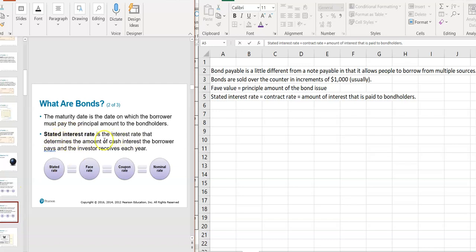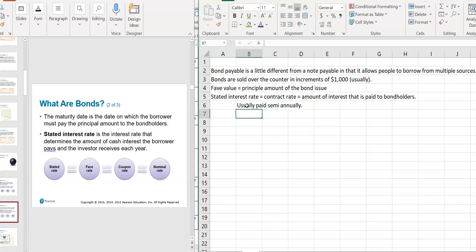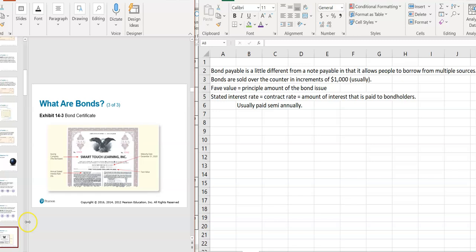The stated interest rate determines the amount of cash interest the borrower pays and the investor receives. Okay, it's also called the face rate, the coupon rate, the nominal rate. I tend to call it the contract rate, but it's the amount of interest that's going to be paid usually every 6 months. It's usually paid semi-annually. It comes with a certificate.